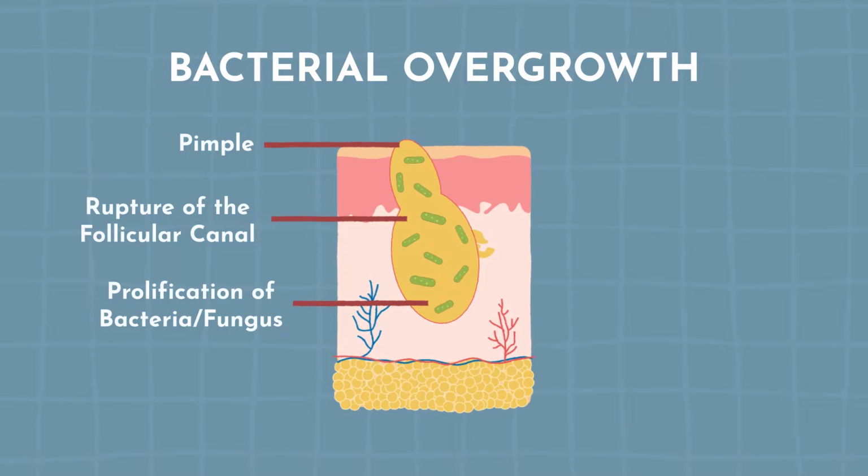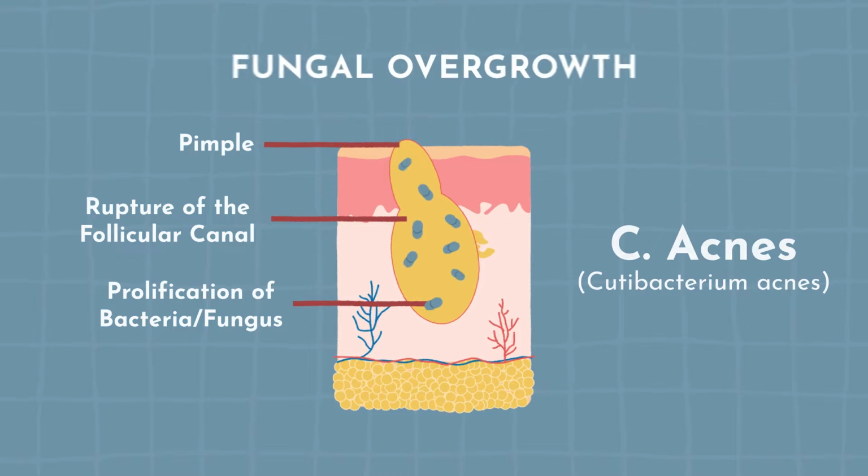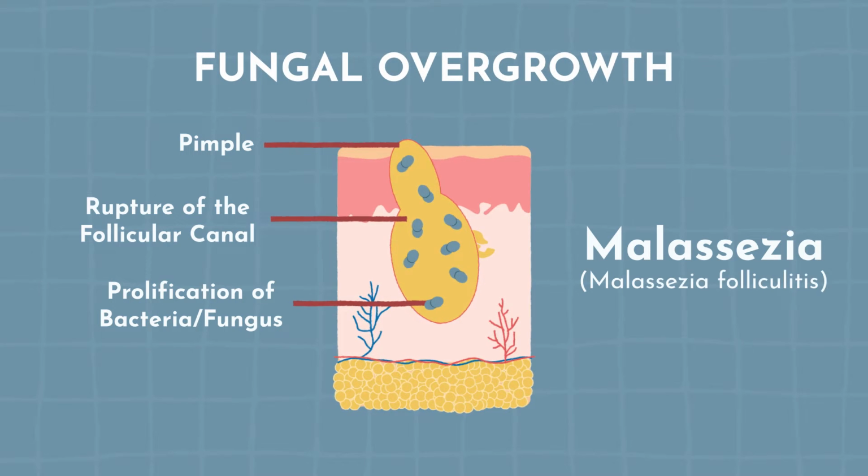So it can be bacterial overgrowth. And most commonly, we think of an organism called C. acnes or Cutibacterium acnes. It used to be called P. acnes or Propionibacterium acnes, but it was changed to C. acnes. It's the same organism. And then there's a second type of overgrowth we can have, which is fungal. So everyone thinks of acne as bacterial, but it can be fungal. And the organism is called Malassezia, and that is more commonly referred to as Malassezia folliculitis.